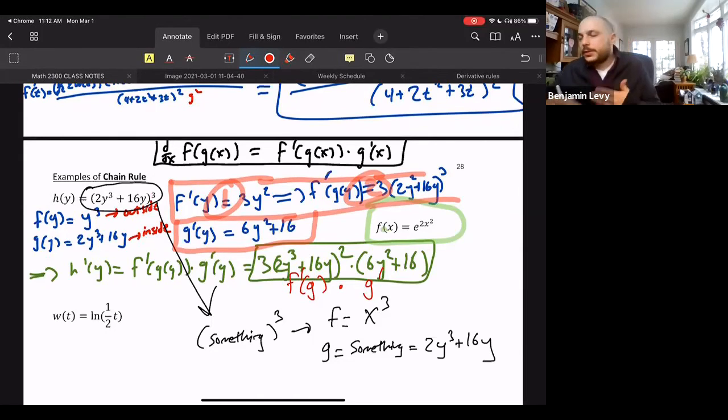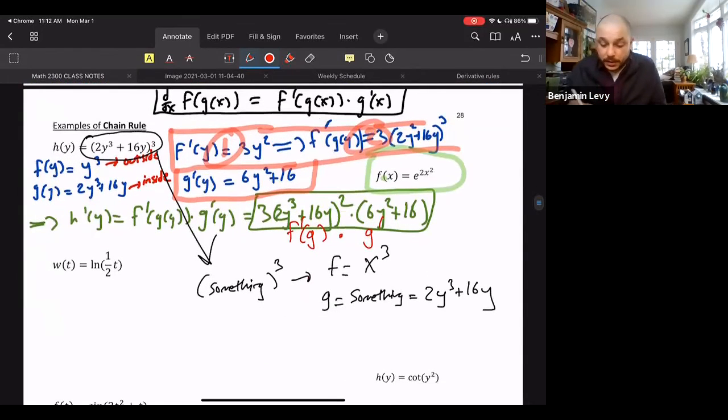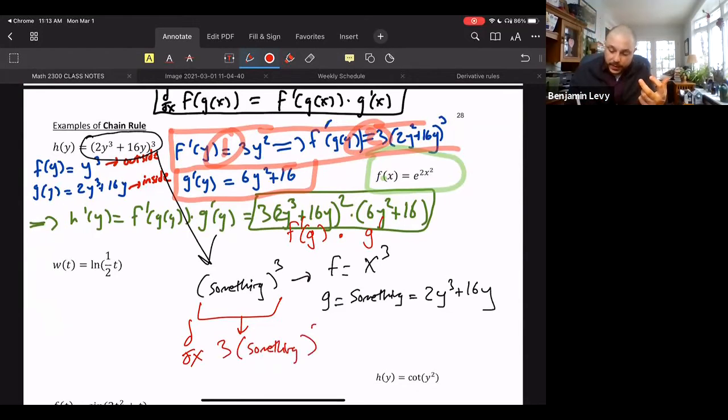But notice, there's a bunch of steps to that, and I'm going to keep thinking about those steps. But the intuition that we should be trying to develop right now is this. When we have something cubed and we take the derivative of that, we just sort of ignore the something and take the derivative of the outside piece, right? We ignore what's on the inside, take the derivative of the outside, but then we multiply by the something prime.